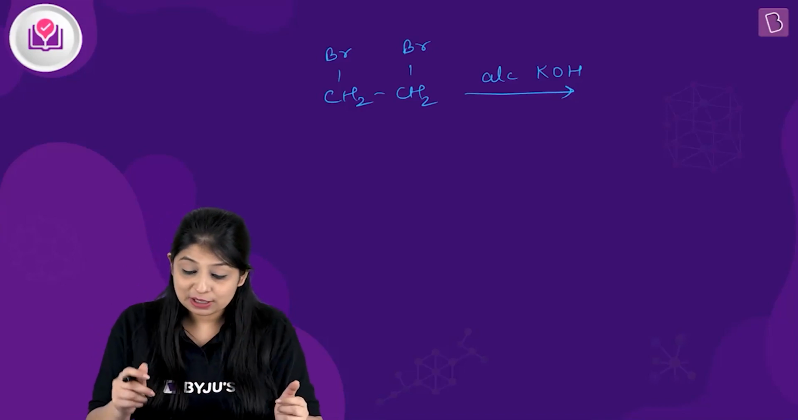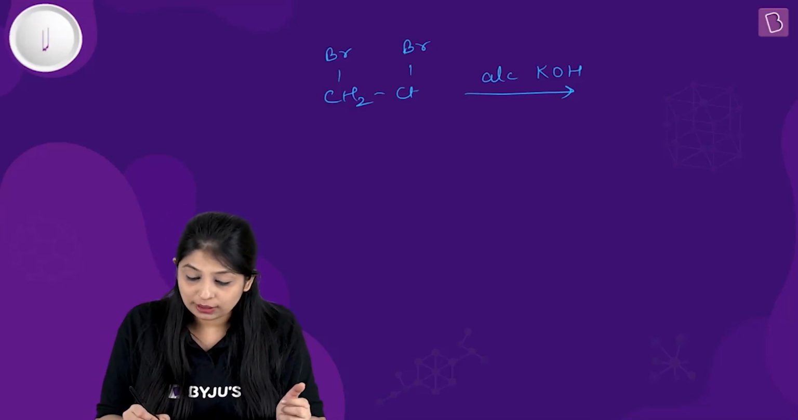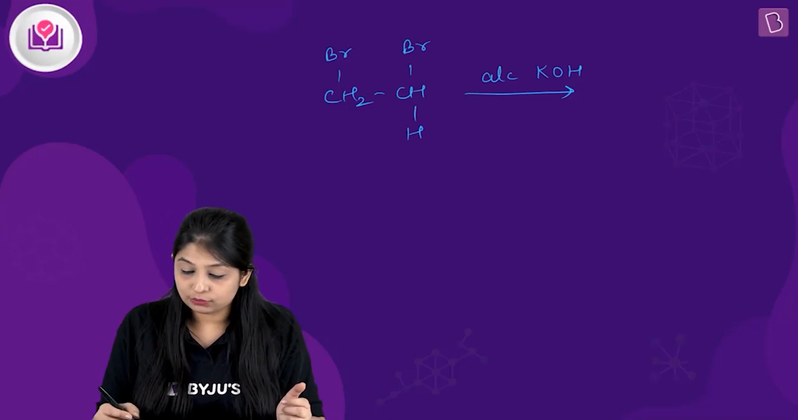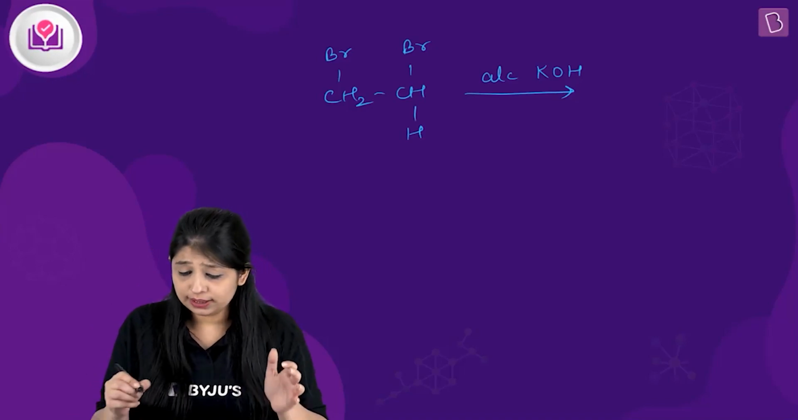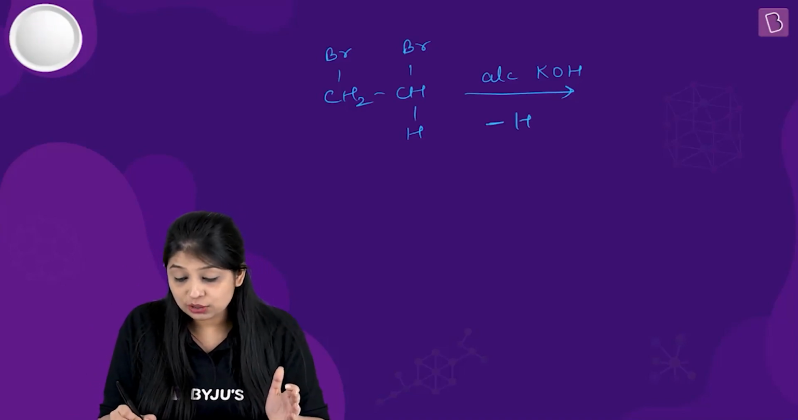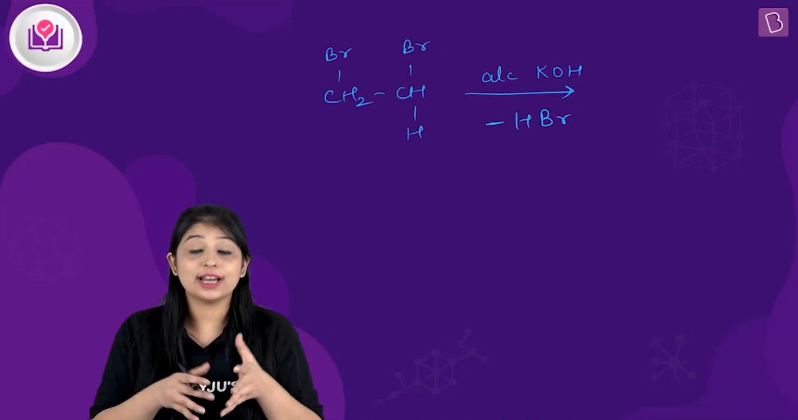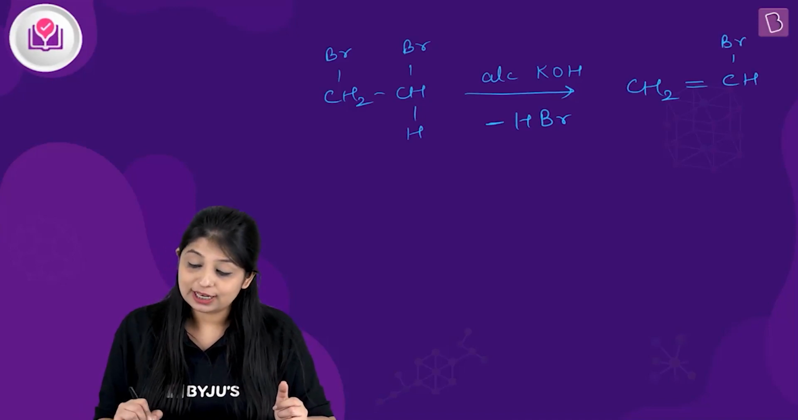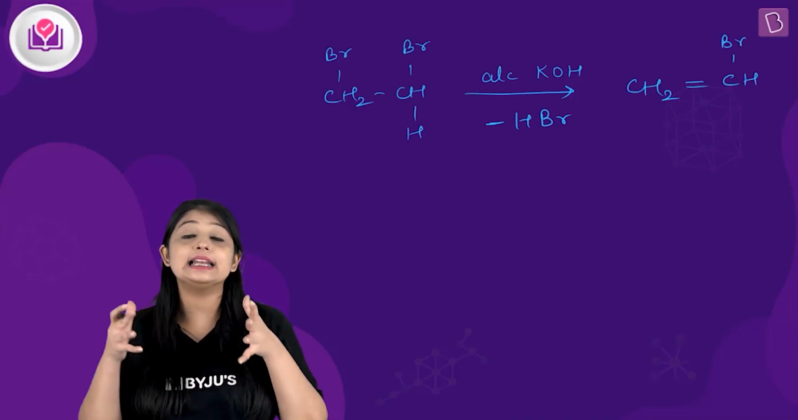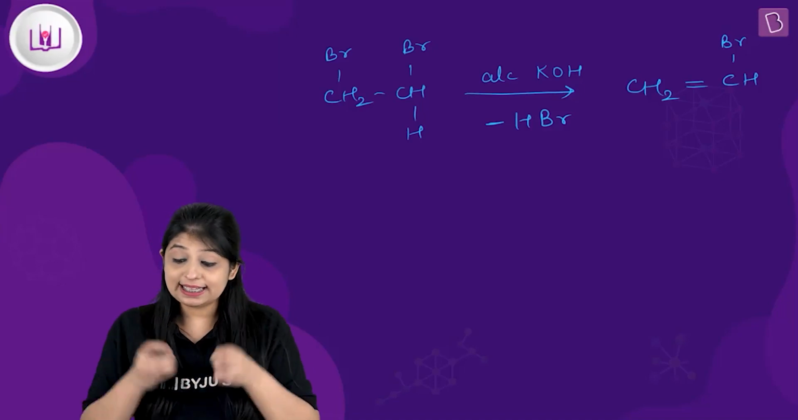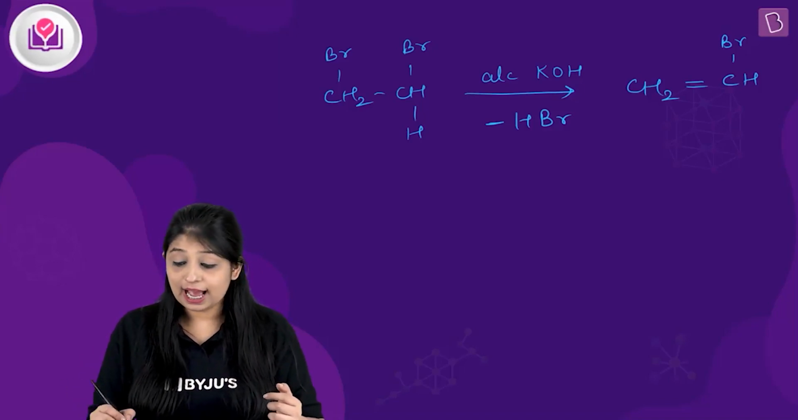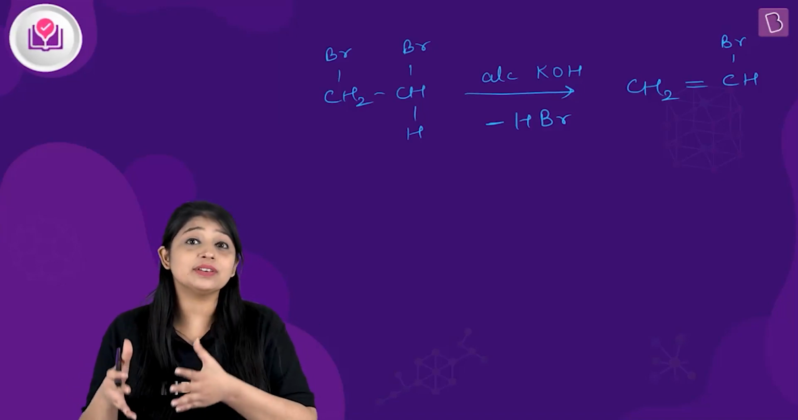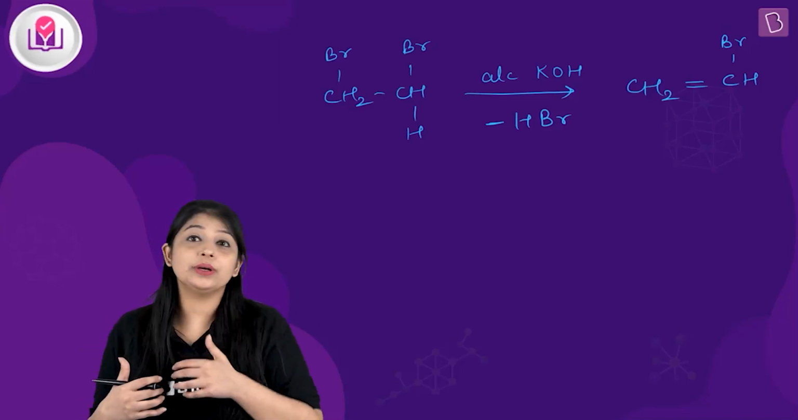Well, dehydrohalogenation takes place, right? So one of the H and one of the Br gets removed, right? And what do we get? We get CH2 double bond CHBr, right? So this is what? This is alkynyl halide, right? This is ethynyl halide, and that's all. Even if you add alcoholic KOH, you're not going to get alkyne.